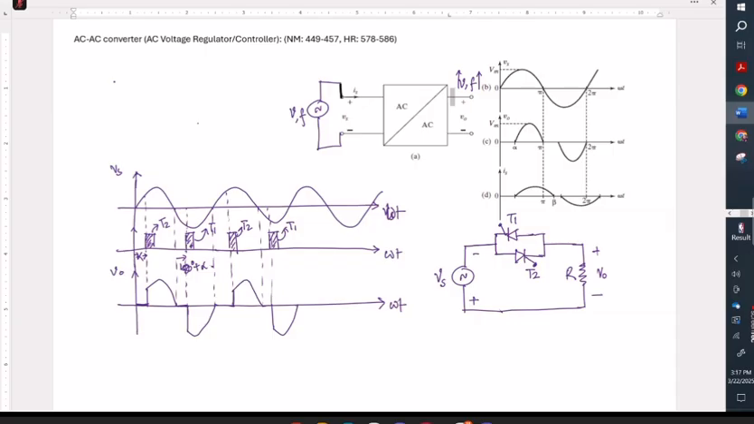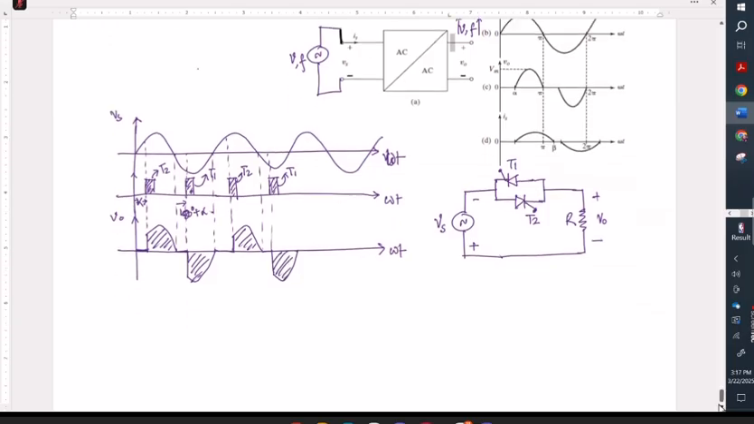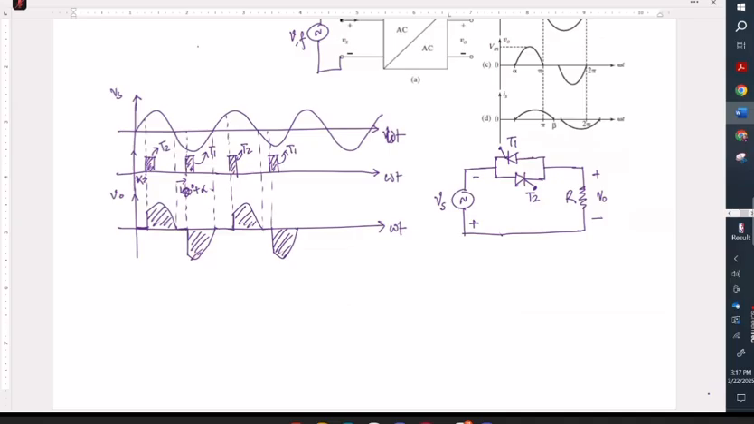So in that case, if you want to get the average value of the output waveform, what should be the average value? 0. Since it is symmetric about the x-axis, the average voltage, V naught average, should be equal to 0.